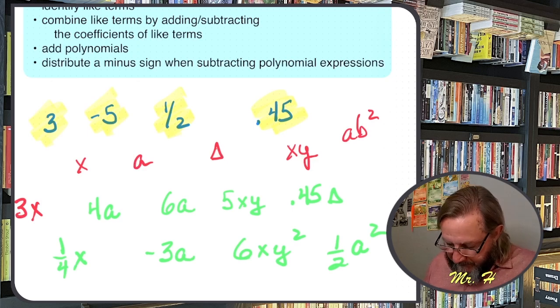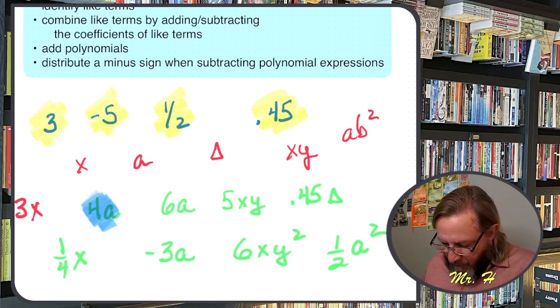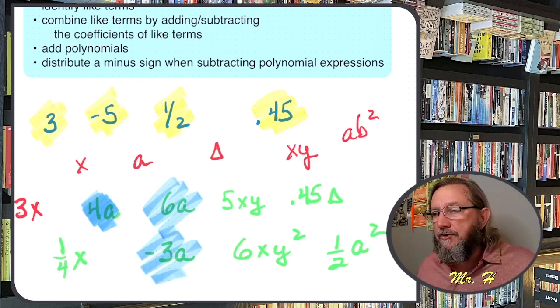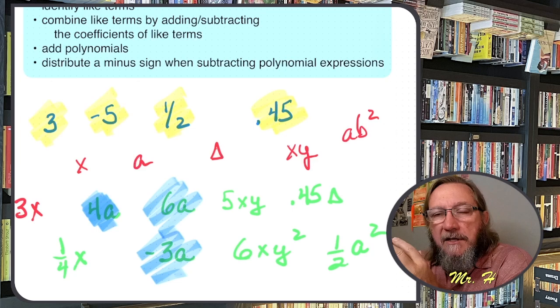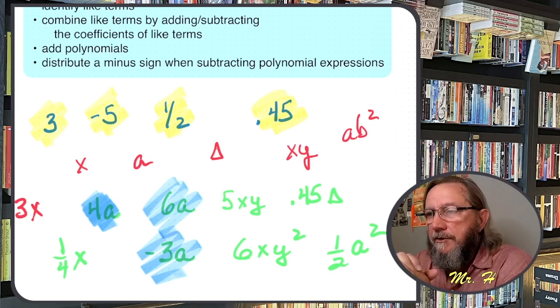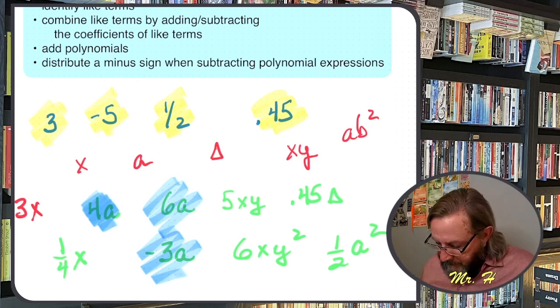Well, let's look at these a's. See, I've got 4a right there. I have 6a there. Negative 3a right there. Those are like terms as well. It doesn't matter what the number in front of the variable pattern is. Anybody know what the number in front of a variable is called? A coefficient. You should know that. The coefficient is the number that's in front of the variable. All of these variables here with the a's are like terms.